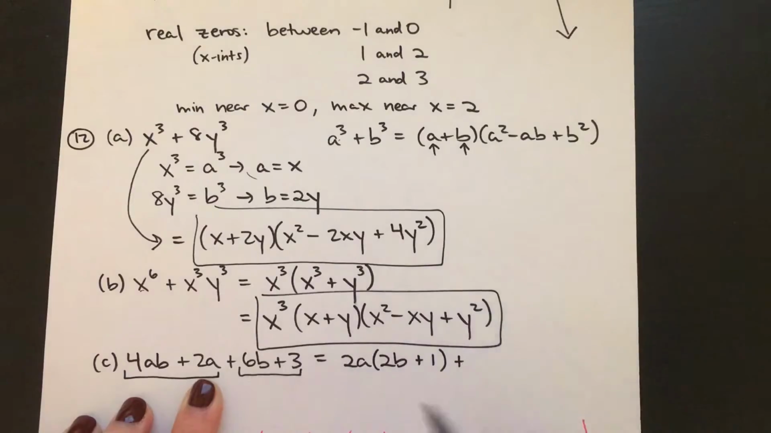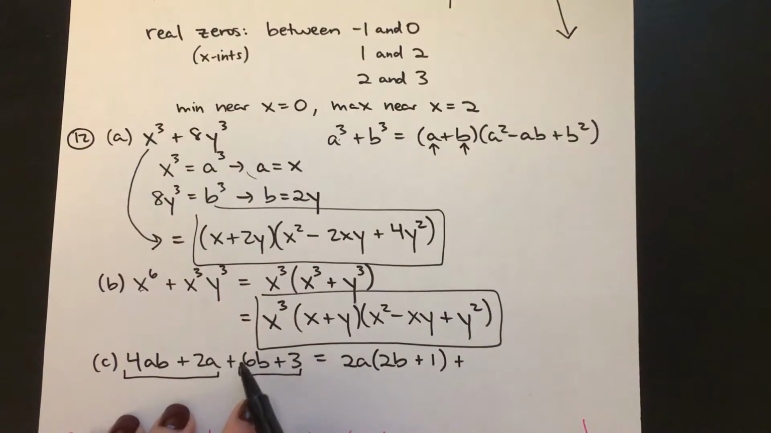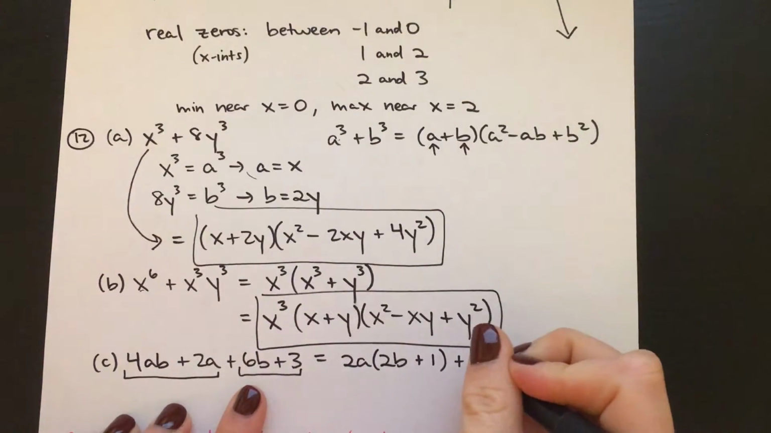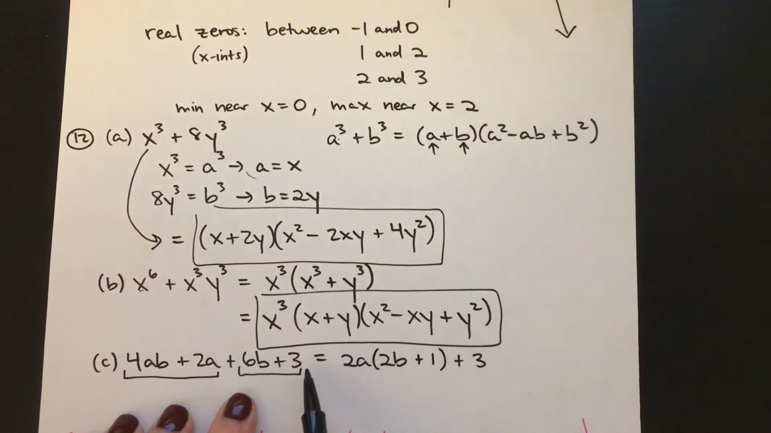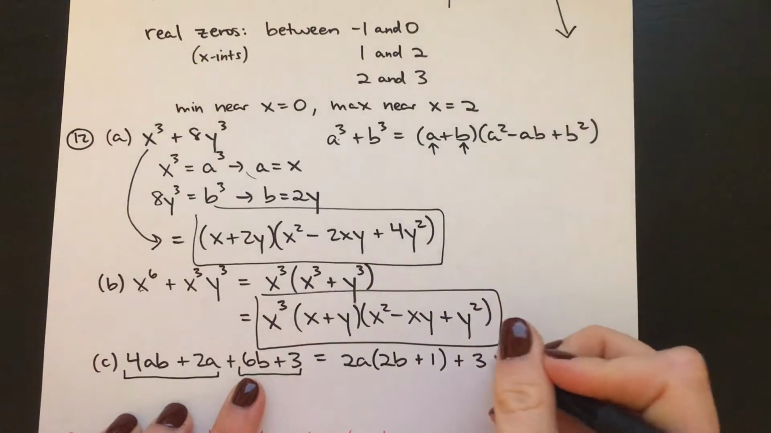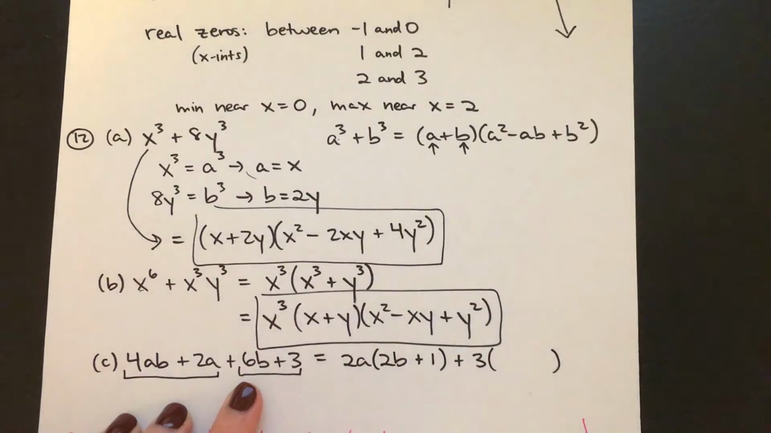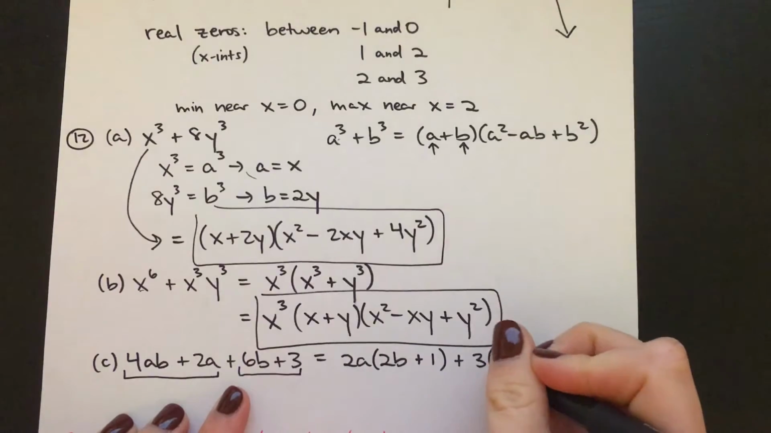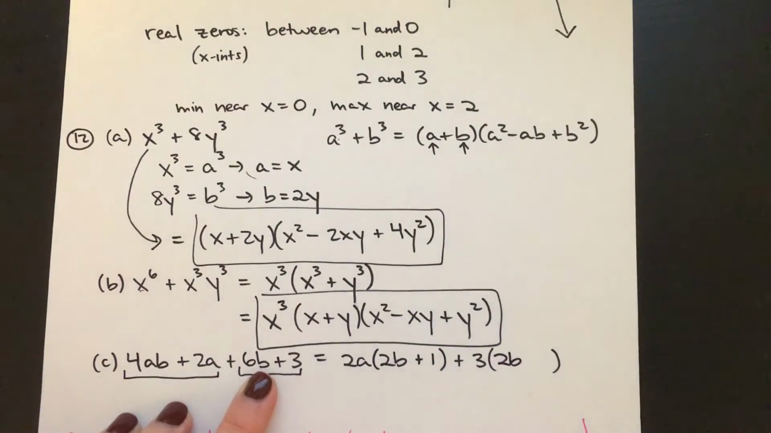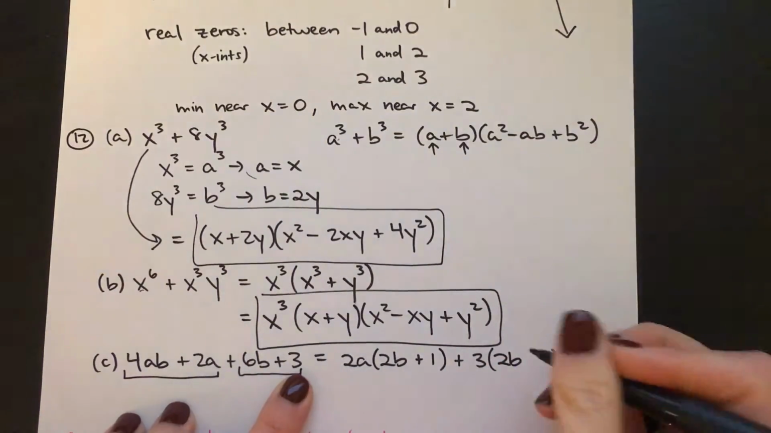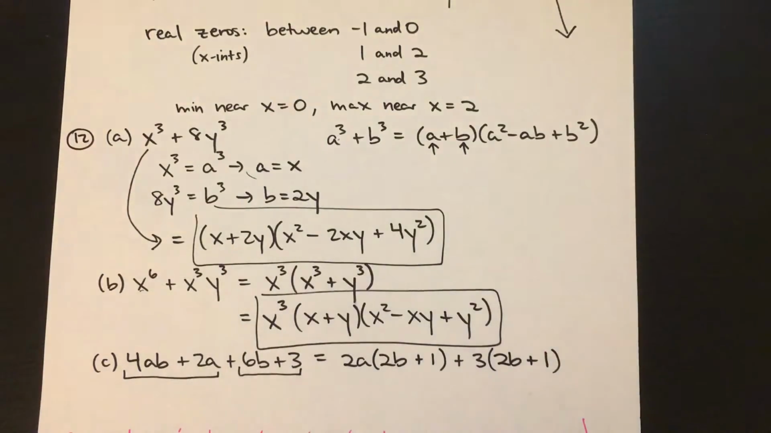And then plus this next group right here, the numbers 6 and 3 are both divisible by 3. This one has a B, this one doesn't have any variables. So it's just the 3 that we can take in common. And then we want our leftovers. When you divide this by 3, 6 divided by 3 is 2, and there's still a B left behind. And when I divide 3 by 3, don't forget I am left with 1.